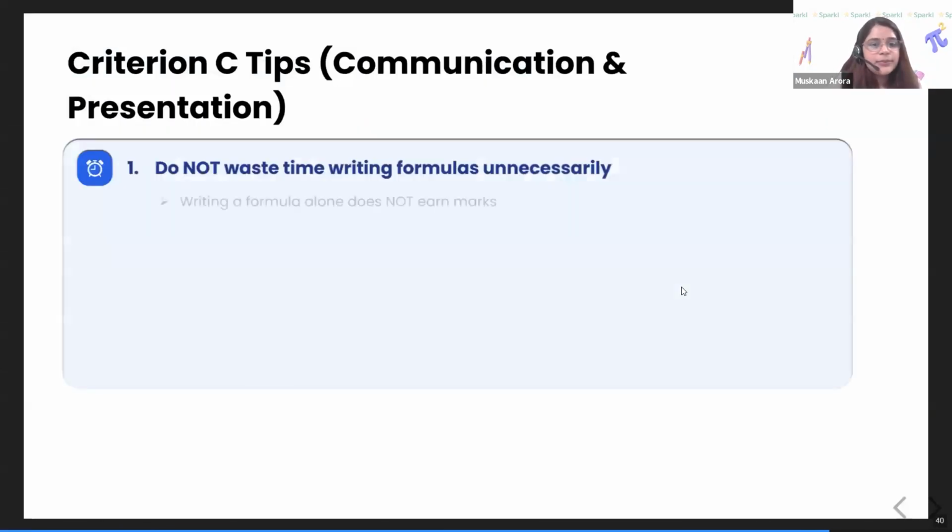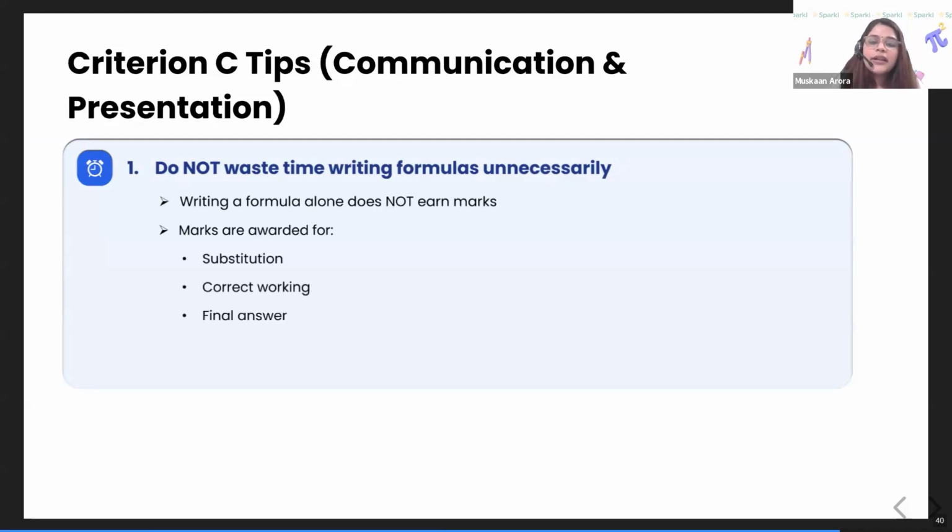Then criteria C tips is we don't get marks for formula. So please don't write the formulas. Don't think that if I write the formula, I'll get some marks for it. No. Marks are only awarded for correct substitution, final answer, going straight. So basically the technique is to substitute, solve, answer.